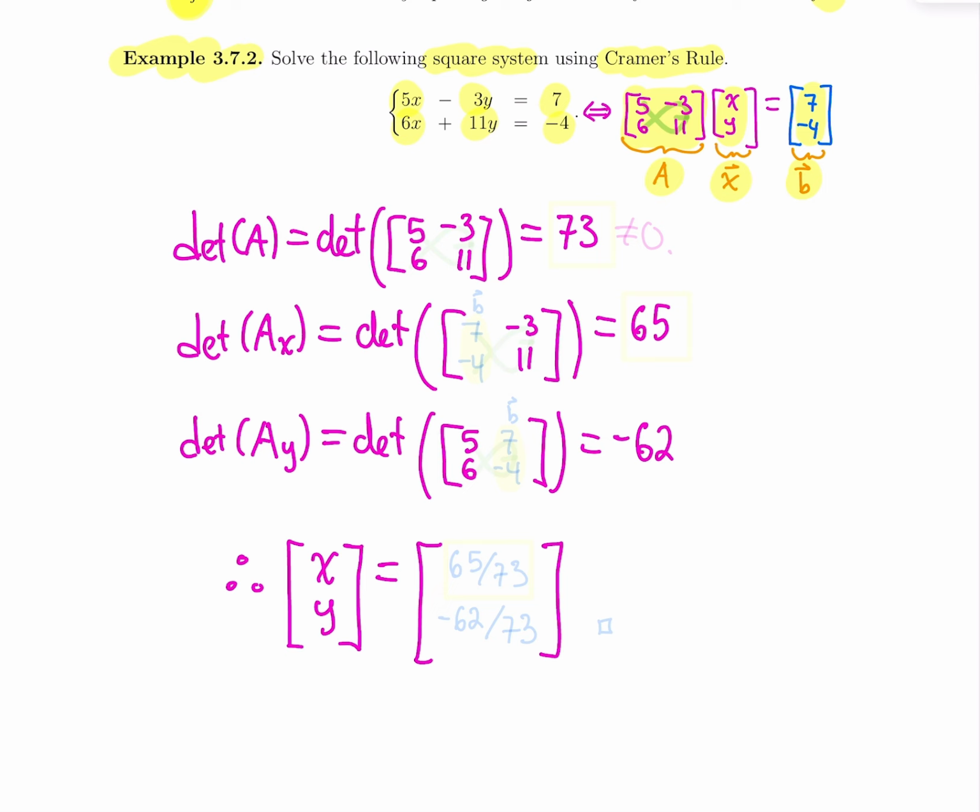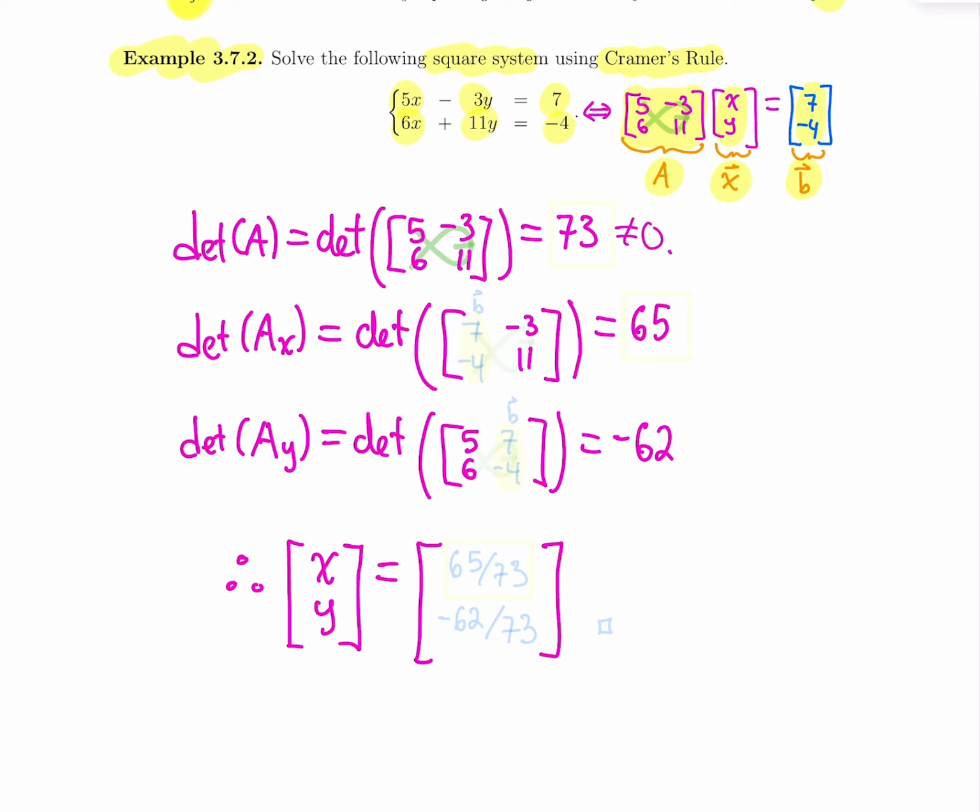So I rewrote that here, let's do it again here. If you do 5 times 11 minus 3 times 6, verify that's 73, and that 73 is not 0. So we know A is invertible. We know there's a unique solution, but now I'm going to do it using Cramer's rule.